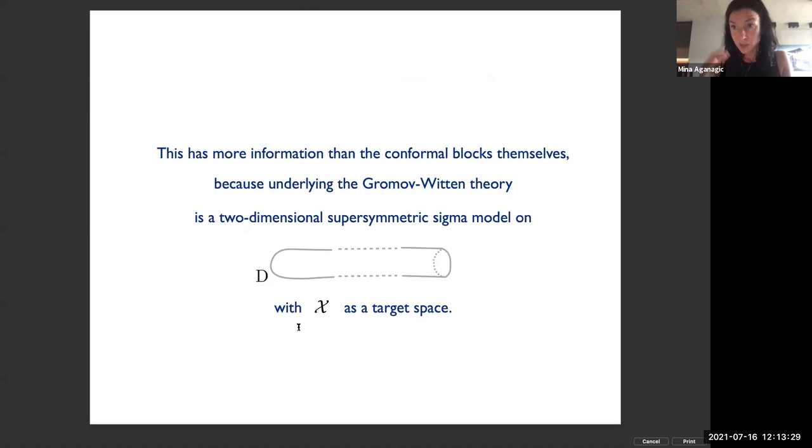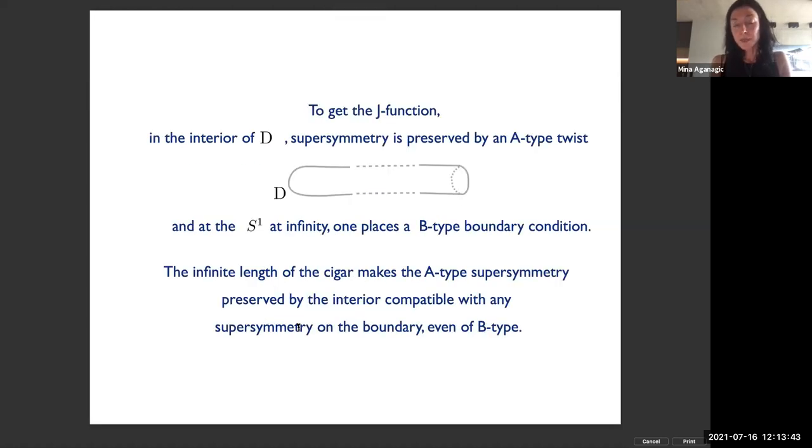Now, this geometric interpretation has more information than conformal blocks themselves, because underlying Gromov-Witten theory is a two-dimensional supersymmetric sigma model with X as the target space. To get a J function, in the interior of this long cigar, supersymmetry is preserved by an A-type twist, and at infinity one places a B-type boundary condition. The infinite length of the cigar makes the A-type supersymmetry preserved in the interior compatible with any supersymmetry on the boundary, including that of B-type.